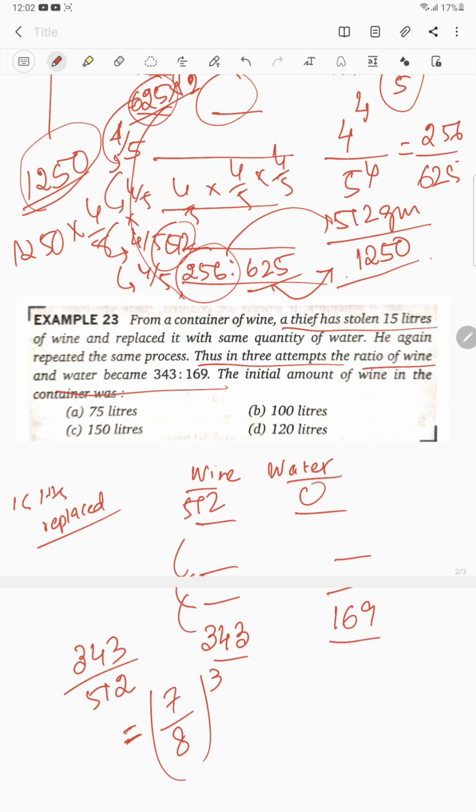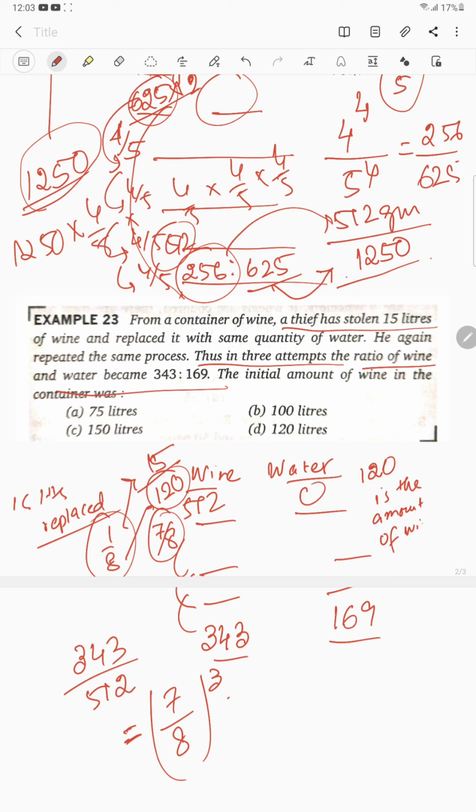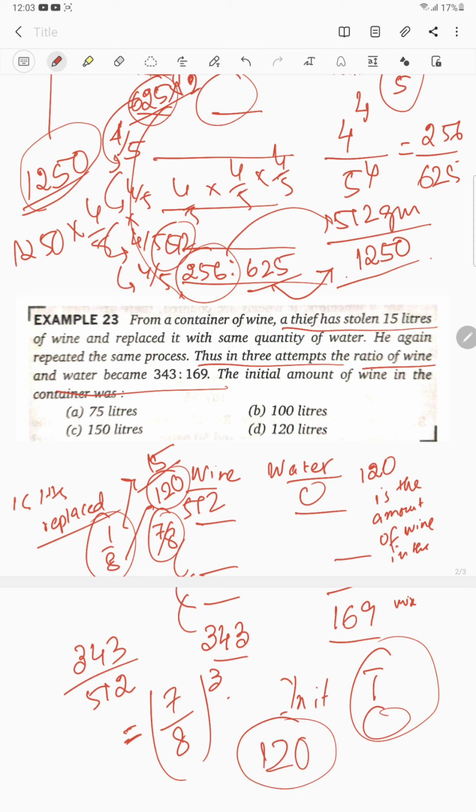Eight by 7 cube. So if the multiplying ratio is 7 by 8, so 1 by 8 is being replaced every time. 1 equates 15, so 8 equates 120. So 120 is the amount of wine in the mixture, because initially the total mixture was fully wine. So the initial amount of mixture is always the same, and that is 120. So 120 should be the answer.